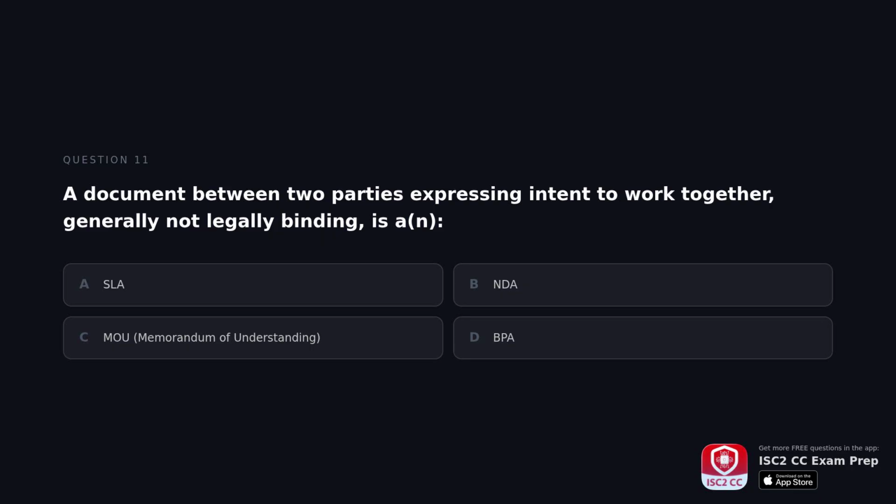A document between two parties expressing intent to work together, generally not legally binding, is an: A. SLA, B. NDA, C. MOU, Memorandum of Understanding, D. BPA.